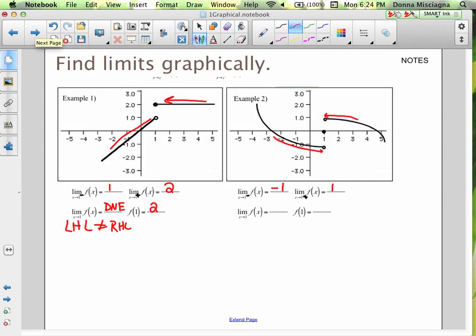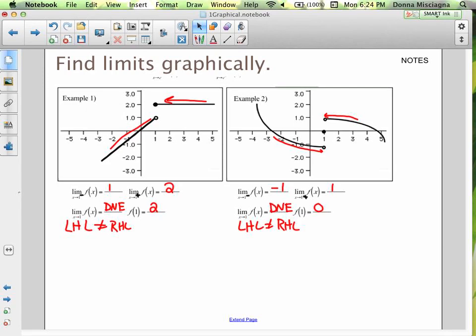Right, so the limit of f of x as x approaches 1, they're not the same from the left and the right. So this does not exist, and that's because our left-hand limit does not equal our right-hand limit. But the function is defined at 1, so that would be 0. Right, so your function can be defined at a point, but your limit not defined.